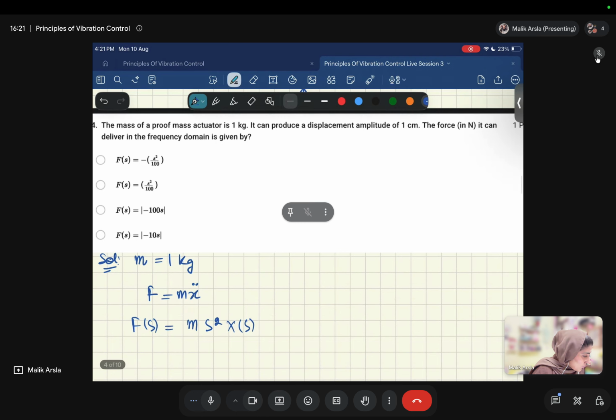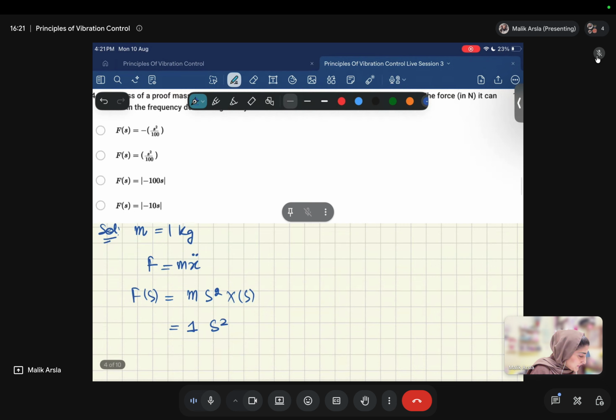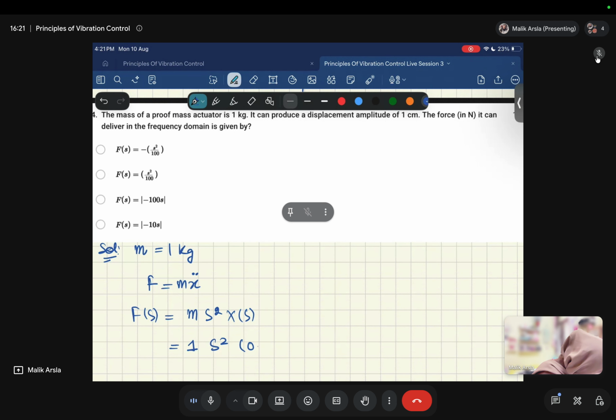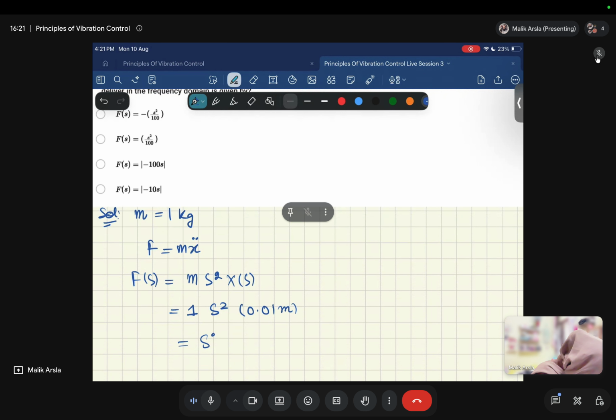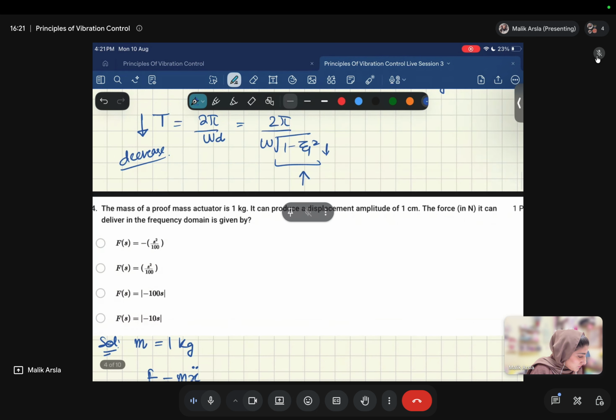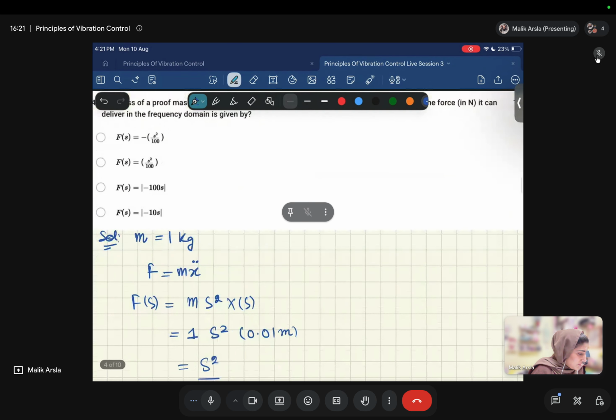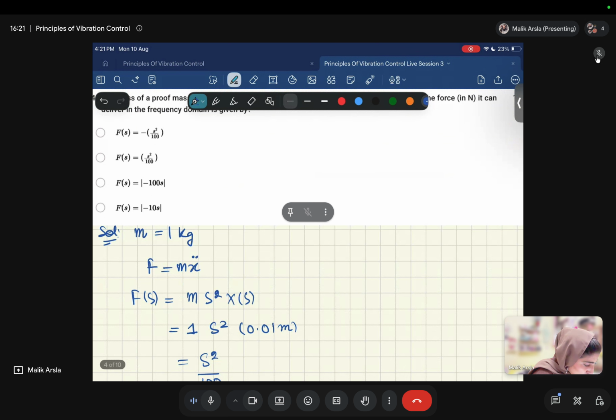Now we are given the displacement amplitude, which is 1 centimeter, and mass is 1. So we'll put 1 s square, and the displacement amplitude is 0.01 meter. It can be written as s square upon 100. So I think option 2 should be the correct option.